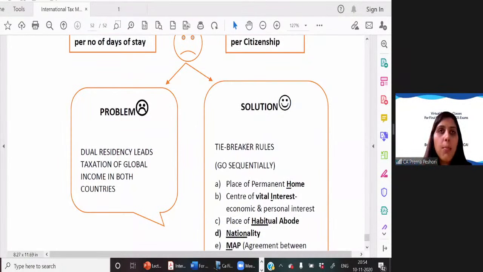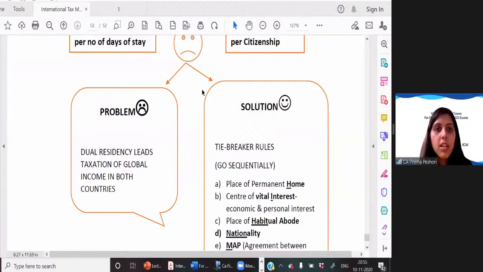Where is your habitual abode? Meaning where you are likely to get settled. In which country your family is living, in which country you have your kids. That is the place of habitual abode, where you are likely to go and settle forever. If you cannot find that also, then the next test is nationality, which country you are a national of. If you cannot find that as well, then the governments of both countries will sit together and decide which country is the ultimate resident country of that particular individual.